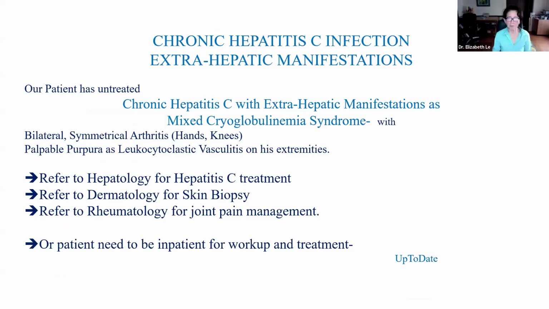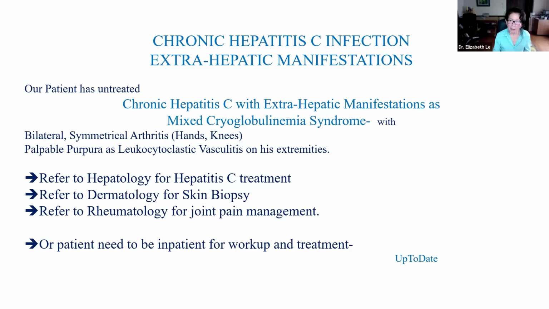Okay, chronic hepatitis C infection with extrahepatic manifestations. Our patient has untreated chronic hepatitis C with extrahepatic manifestation as mixed cryoglobulinemia syndrome. He had bilateral symmetrical arthritis in his hands and knees. He had a palpable purpura diagnosed as leukocytoclastic vasculitis after biopsy on his extremities. So what do we do? We have to refer the patient for hepatitis C treatment. And in fact, if you treat hepatitis C, the joint pain and the rash get better.